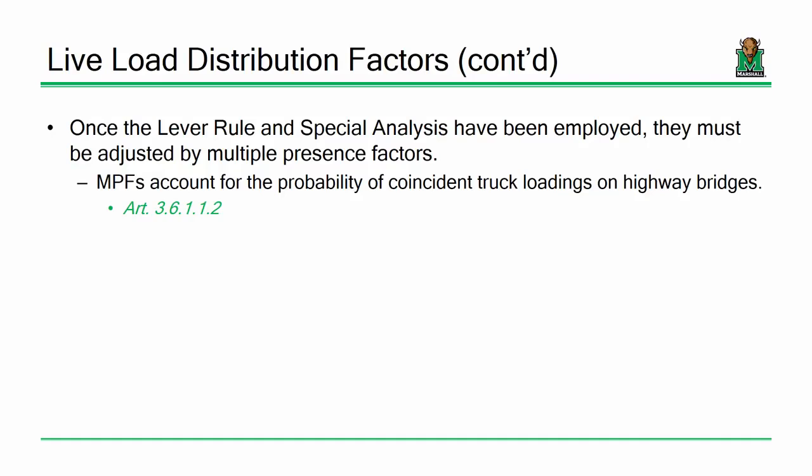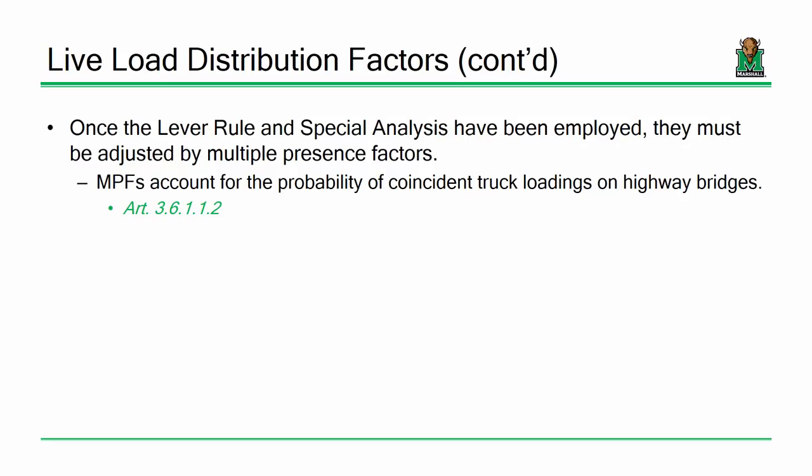So multi-presence factors are trying to account for coincident loadings on the bridge. So for instance, if you do special analysis and you got 4 trucks on the bridge, what's the probability that those 4 loads are going to be at the same point, side by side at the same time? 4 tractor trailers right side by side at exactly the same moment. Probably pretty low, right? Make sense?